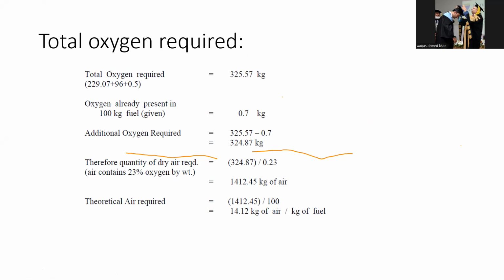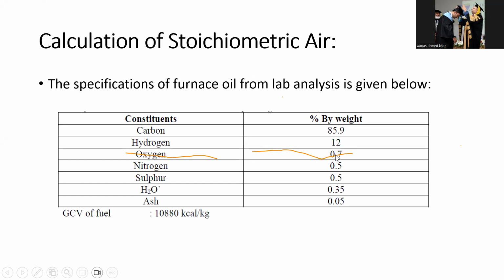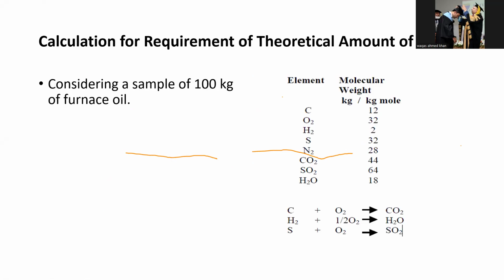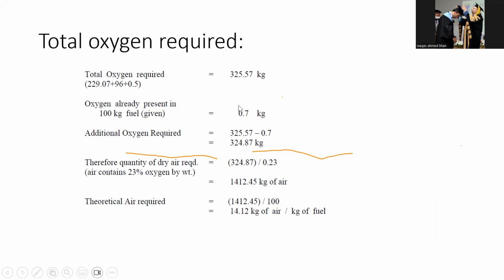But wait a minute, we have some oxygen present in our laboratory analysis, that is 0.7. Initially, I told you that this 0.7 should be subtracted at the end, and we have to subtract this. So we subtracted this additional oxygen, and the net oxygen required is 324.87 kg.